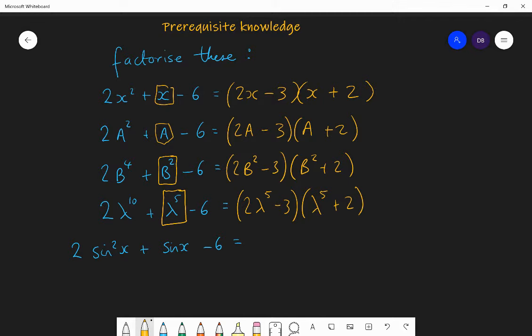Okay, the last one is what I want to focus on. A lot of mathematicians say we should rewrite this as 2a squared plus a minus 6 before factorizing, but I don't agree with that. I think we should just factorize it as it is, and your variable is sine x. Sine x is on its own there, and sine x is being squared there. So when you factorize it, you get (2 sine x - 3)(sine x + 2). So you need to feel confident at factorizing trigonometric expressions like that. That'll be key to success in this topic.